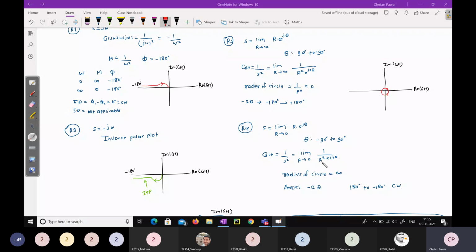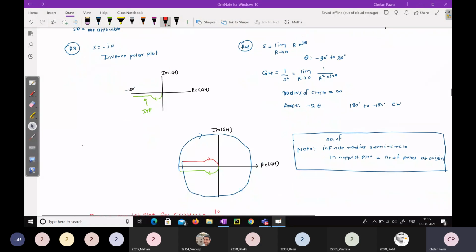So how to draw this region 4 mapping? How to draw this circle? It is very important now. You just see this. So now at this point, the inverse polar plot ends. Okay, so this is the 180 degree or minus 180 degree line. At this point, the inverse polar plot ends.